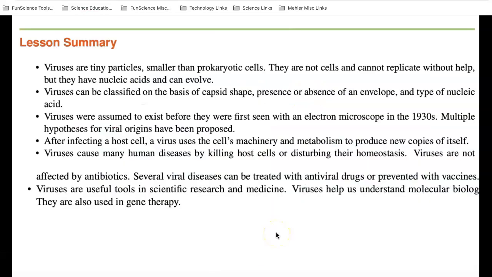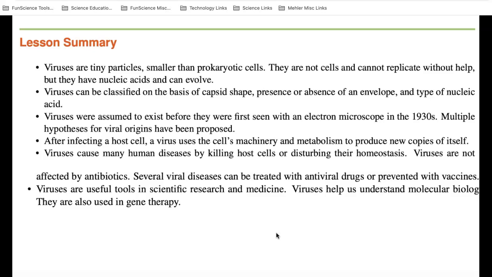Let's take a close look at what we've learned in 11.2. So viruses are incredibly tiny particles. Notice they don't call them cells. They're tiny particles, smaller than bacteria or prokaryotic cells. They are not cells and cannot replicate without help, but they have tiny nucleic acids and can evolve. They can change. Viruses can be classified on the basis of the capsid shape, whether it has an envelope, and the type of nucleic acid.